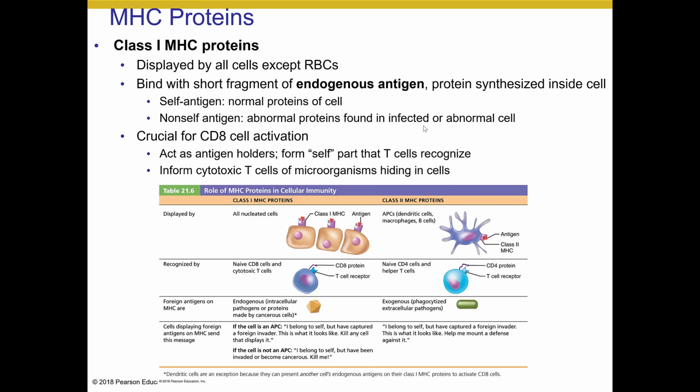So class 1, let's look at those first. Where do you find these? They're on the surface of all of your cells, all nucleated cells. So that means no red blood cells. They're on every cell except your red blood cells. Its job is to bind to and hold on to endogenous antigen. So it's going to serve as a handle for that endogenous antigen that's coming from a foreign invader.